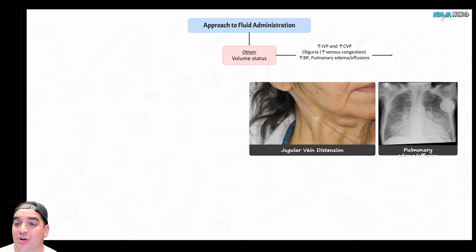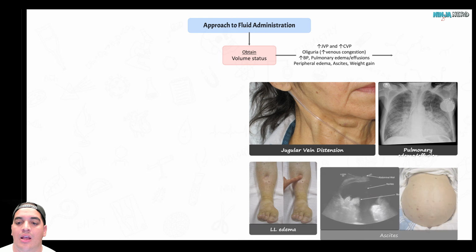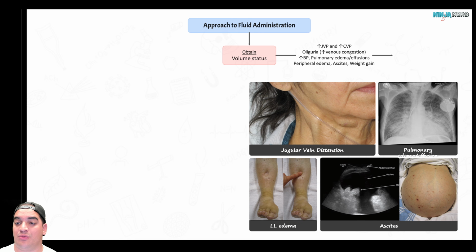Is their blood pressure high? Pulmonary edema and effusions is a really big one. So they have rales, crackles on auscultation, hypoxia, dyspnea, etc. Do they have peripheral edema? So are their legs really swollen, when you push into it, does it leave these big divots? Do they have any ascites? But more importantly, what's their weight like? Has their weight been trending up?